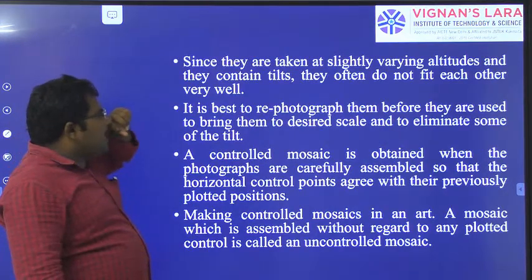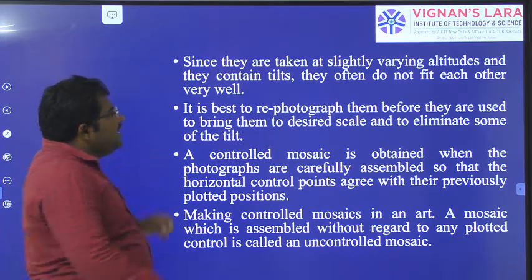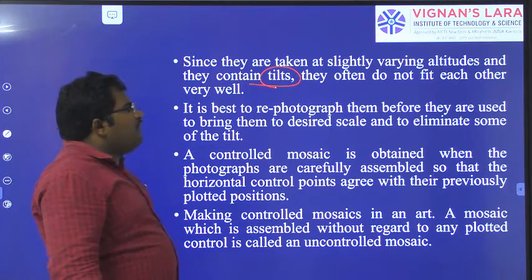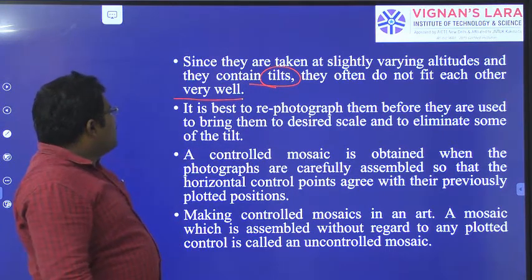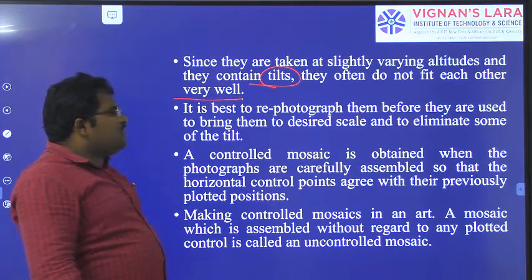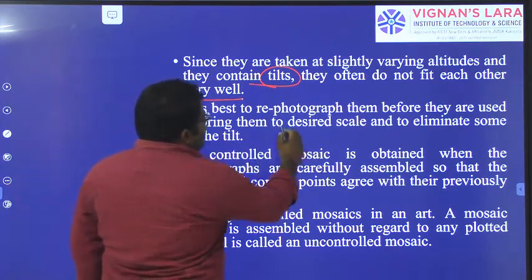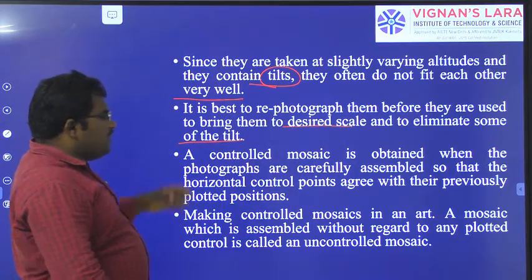Okay, since they are taken at slightly varying altitudes and they contain tilt, they often do not fit each other very well. Right. So next, it is best to re-photograph them before they are used, bringing them to the desired scale and eliminating some of the tilt. Right. So we have to eliminate the tilt.